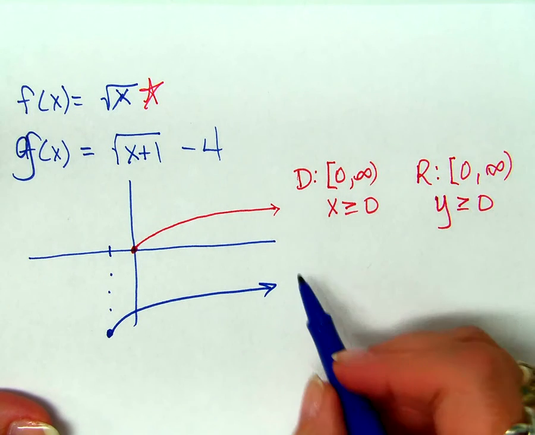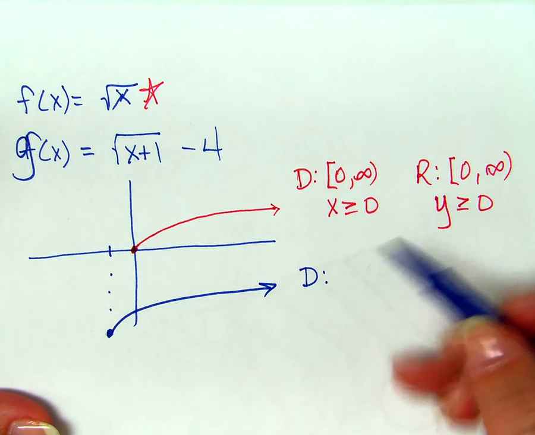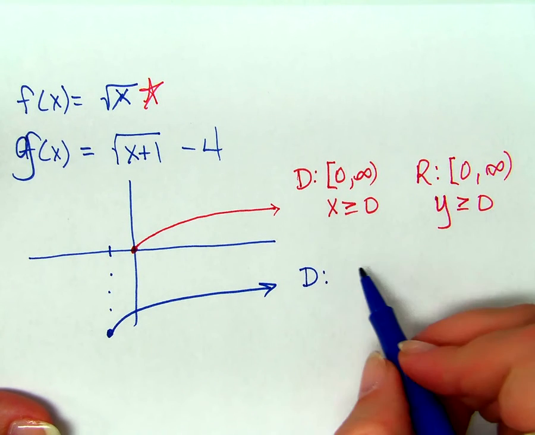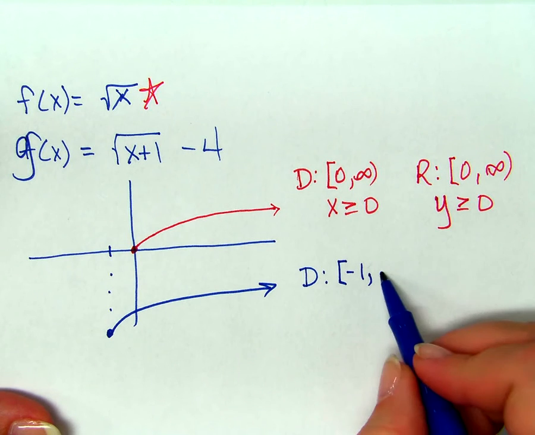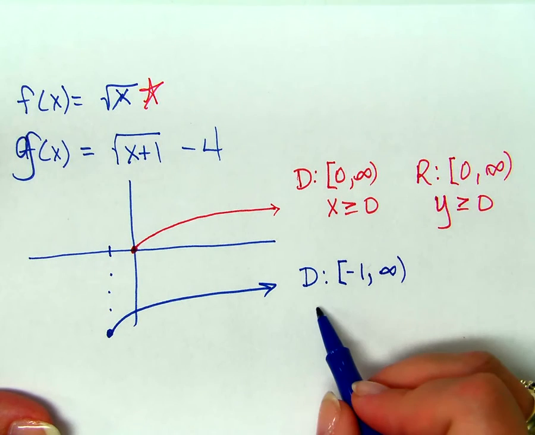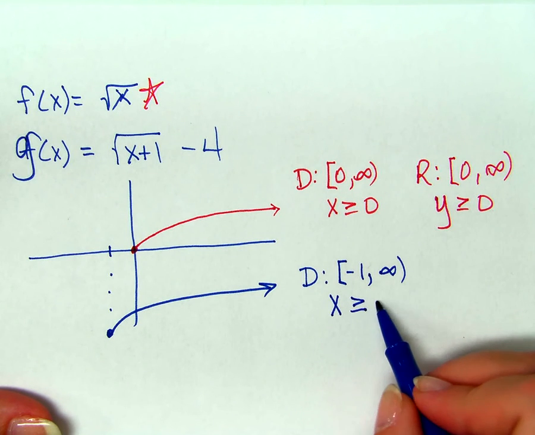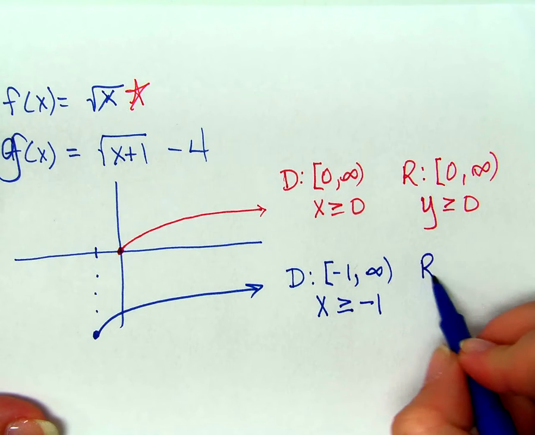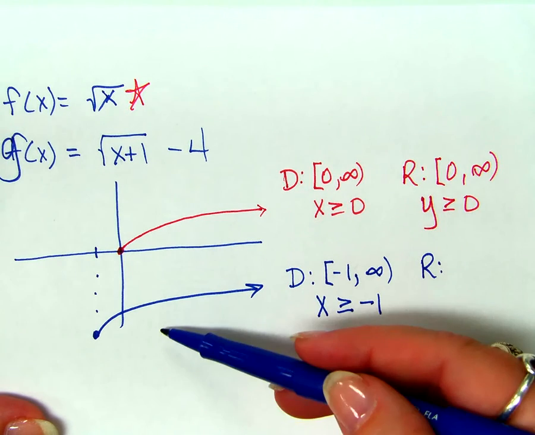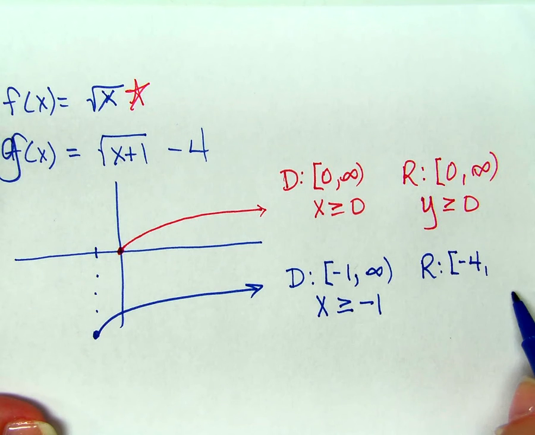Okay, so what's the domain of this function? How far to the left does it go? Negative 1. Is negative 1 included? So it's a bracket. And how far to the right does it go? All the way. Okay. How else could I write that? Greater than or equal to negative 1, right? Okay. So what about the range? How far down does it go? Negative 4. How far up does it go? Infinite.